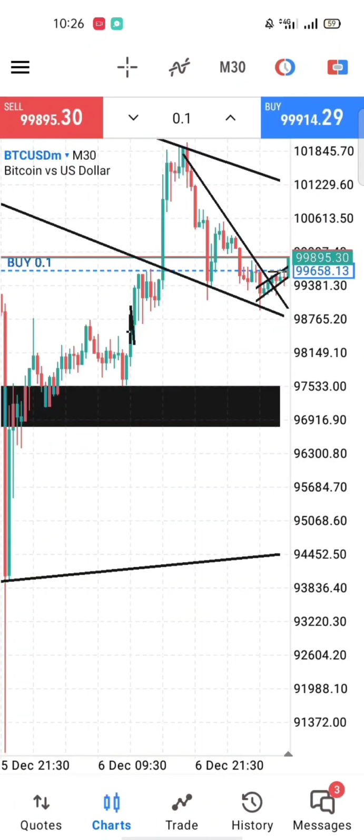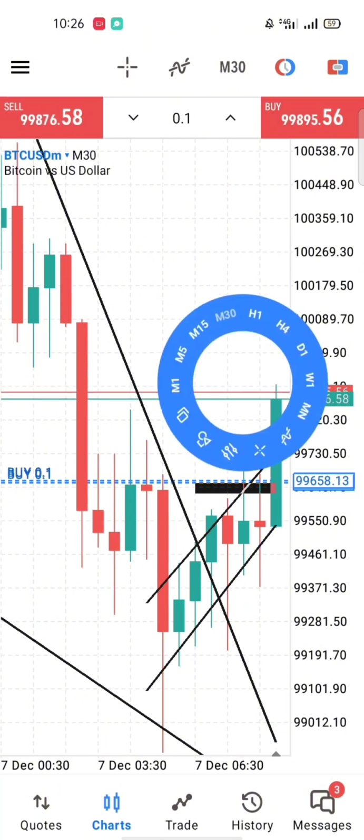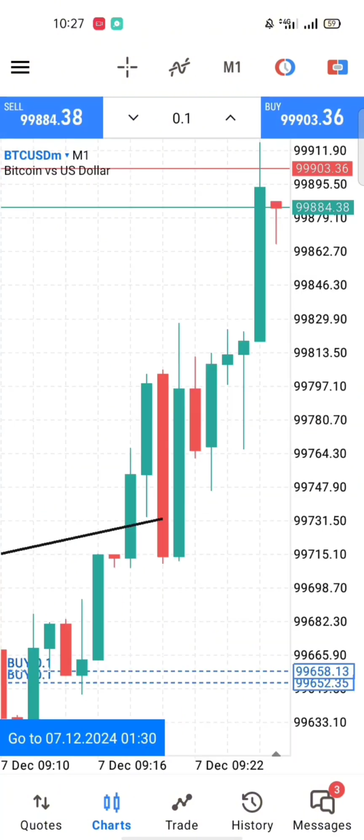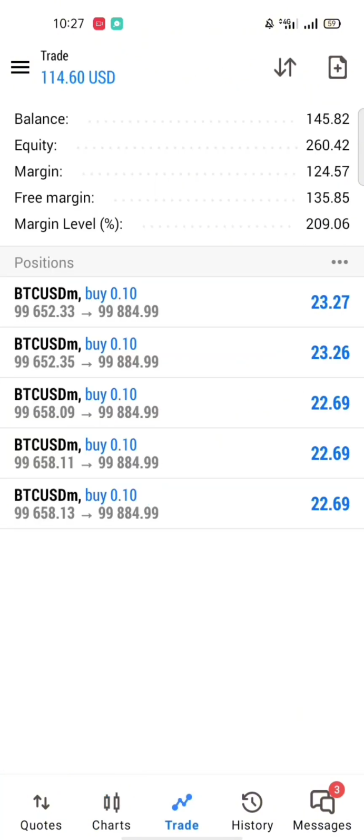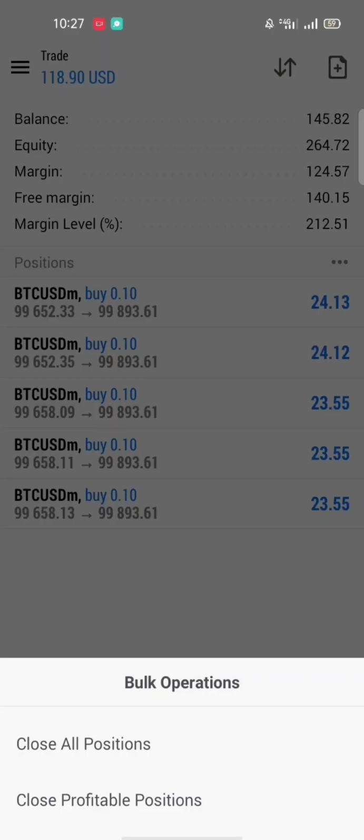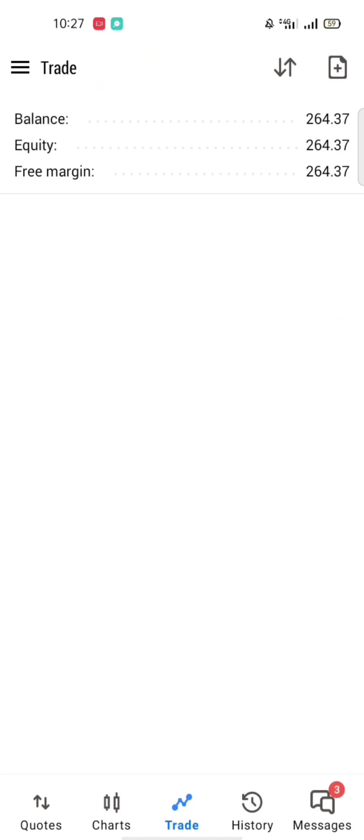So guys, the trade is currently buying up in our direction and giving us huge profit at this very point. The trade is currently buying up in our direction and currently we're up 200 something. I'm closing out the trade in profit, closing up positions at this very point.